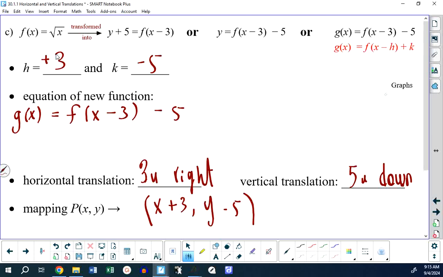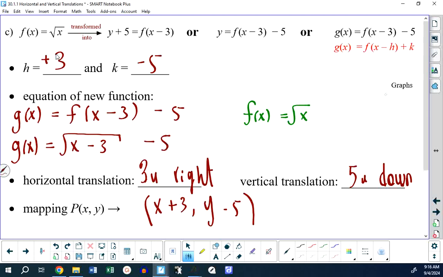What is f of x minus 3? Well, f of x is root x. F of mouse is root mouse. F of desk is root desk. F of 5 is root 5. F of x minus 3 is root x minus 3. I like to put that little overhang on my roots to just tell me that's where it ends. And then this minus 5. Your k, by the way, is kind of an afterthought. It's something that's added on after you apply the function.